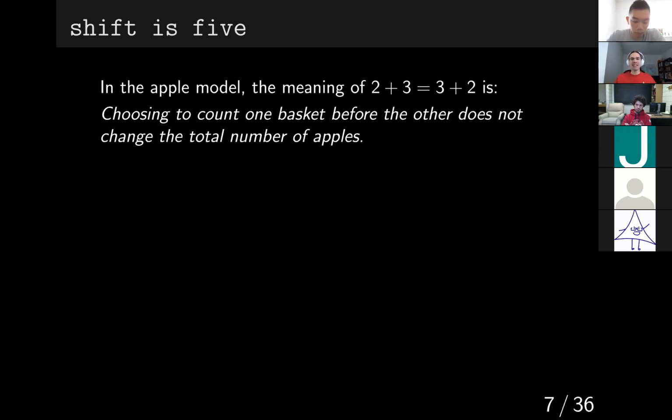Now, in this model, what does 2 plus 3 equal to 3 plus 2 mean? Well, I think that it clearly corresponds to the idea that if you choose to count one basket before the other basket or the other basket before the first basket, you'll get the same result as to the total number of apples that there are in these two baskets.